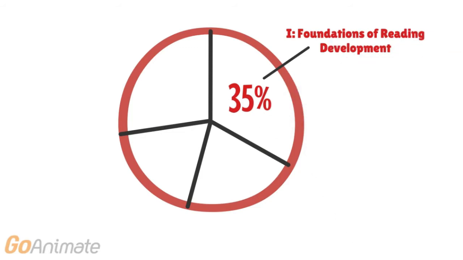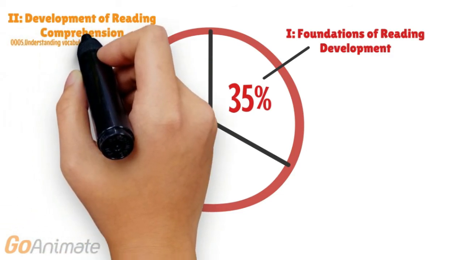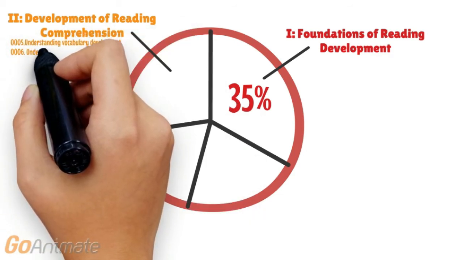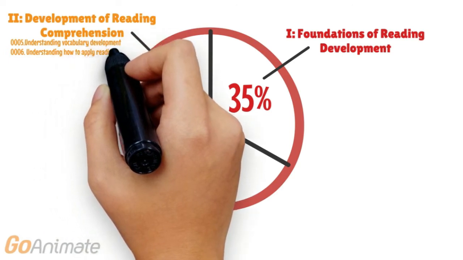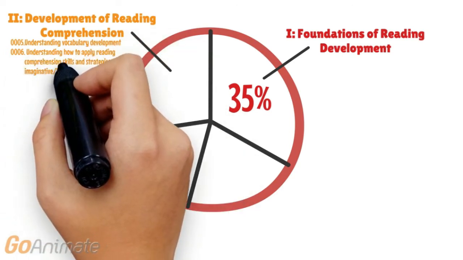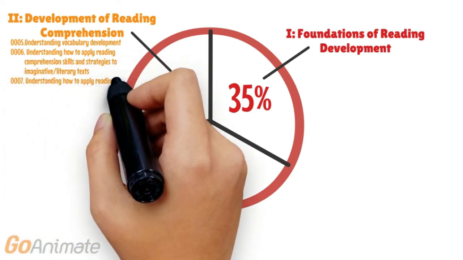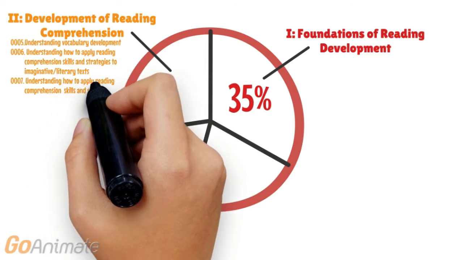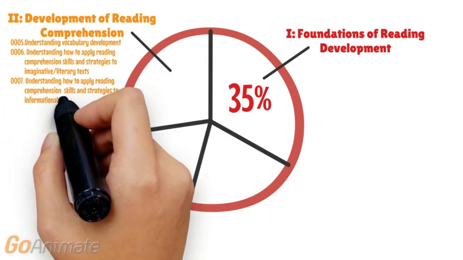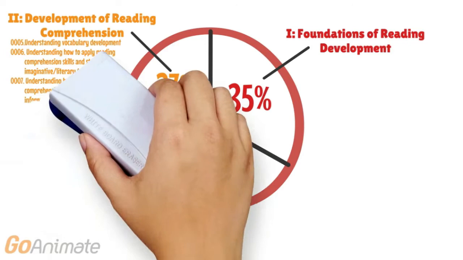In sub-area 2, Development of Reading Comprehension, there are 3 objectives. They are understanding vocabulary development, understanding how to apply reading comprehension skills and strategies to imaginative or literary text, and understanding how to apply reading comprehension skills and strategies in informational or expository texts. This sub-area makes up 27% of the exam.